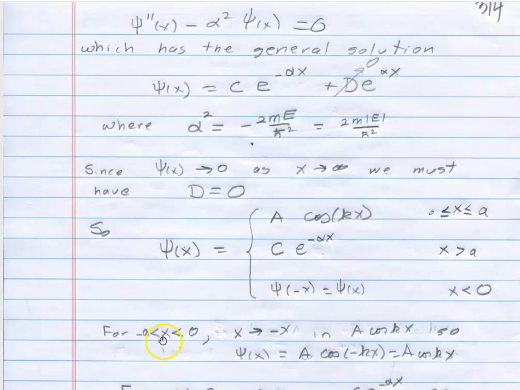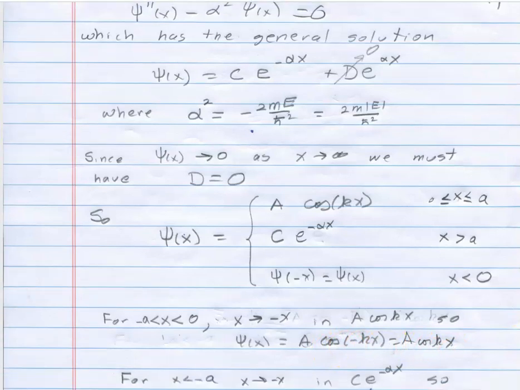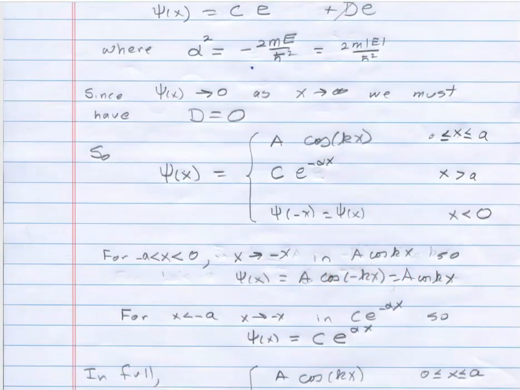So when x is between minus a and 0, I simply let x go to minus x in the corresponding part on the other side from 0 to a. So there it's cosine kx, so let x go to minus x here. But since cosine is an even function, the cosine of a negative argument is the same as the cosine of a positive argument. So that goes through.